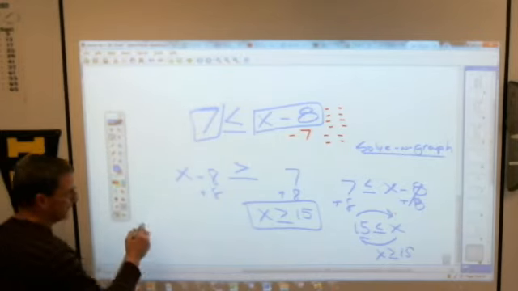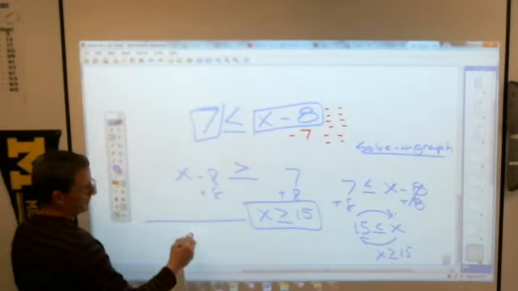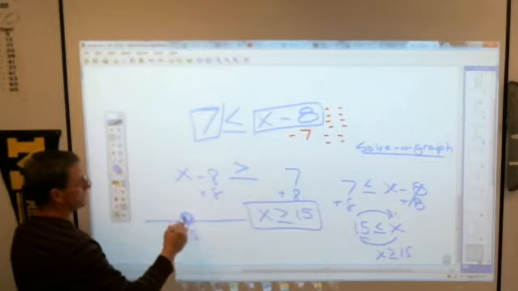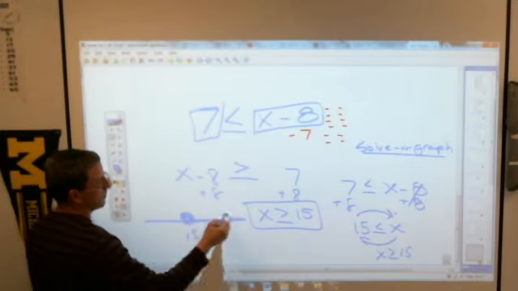And graphing it would be 15, open or closed circle? Closed. Let's close it, going this way.